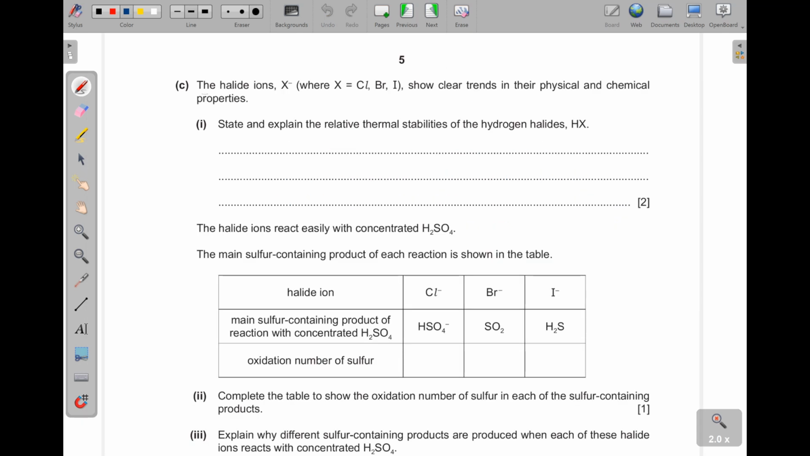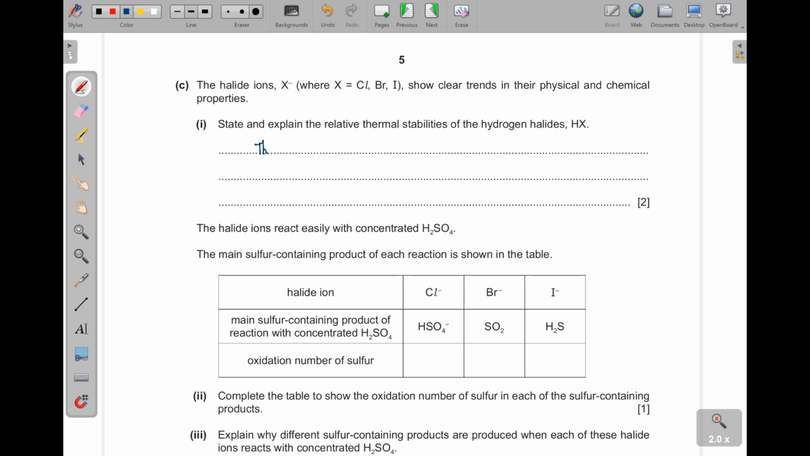Part C, the halide ions, we have the ones for chlorine, bromine, and iodine, show clear trends in their physical and chemical properties. Roman 1, state and explain the relative thermostabilities of the hydrogen halides. Okay, relative thermostabilities. Of course, the thermostability decreases down the group. Like as you go down the group, it takes very little energy for you to break down these compounds.